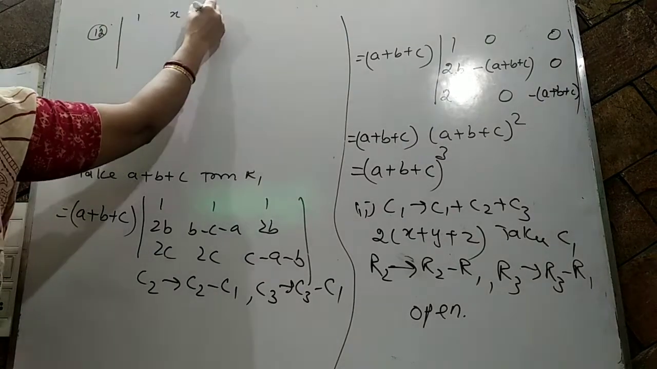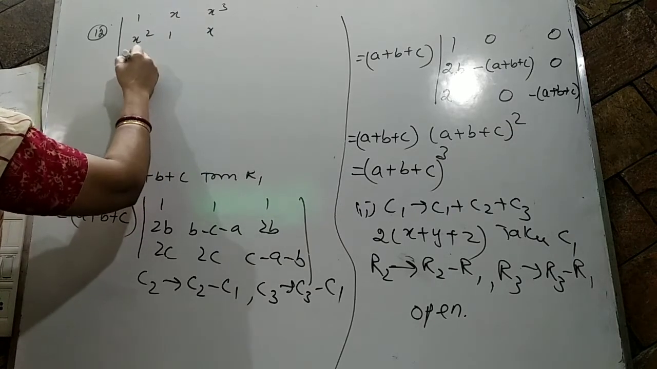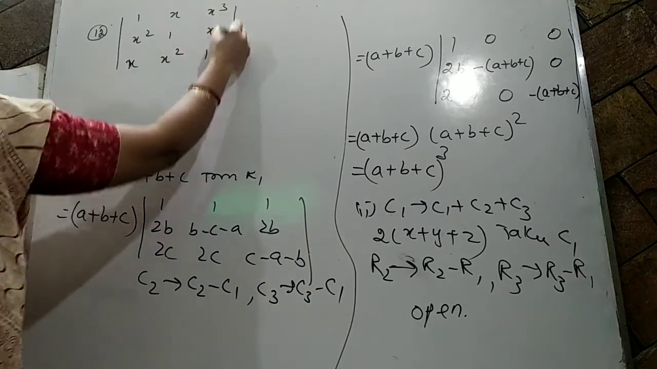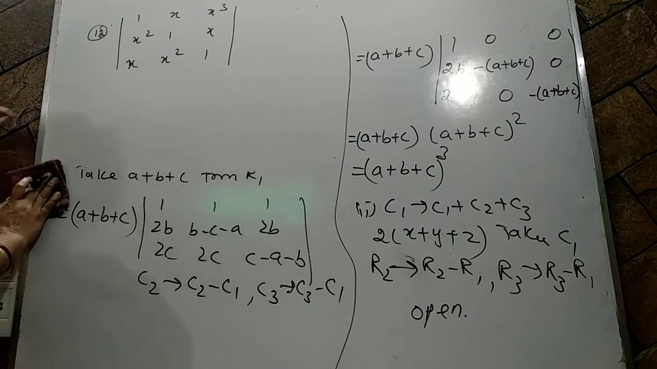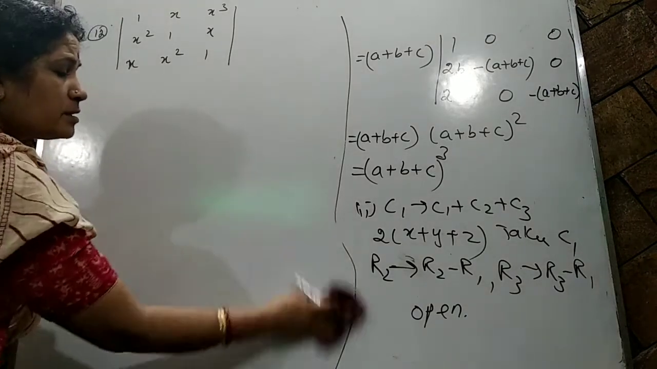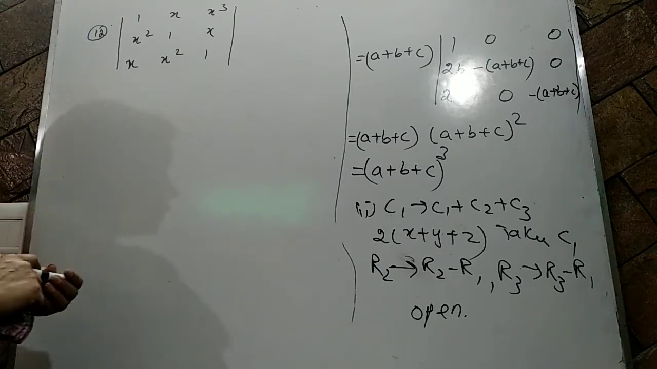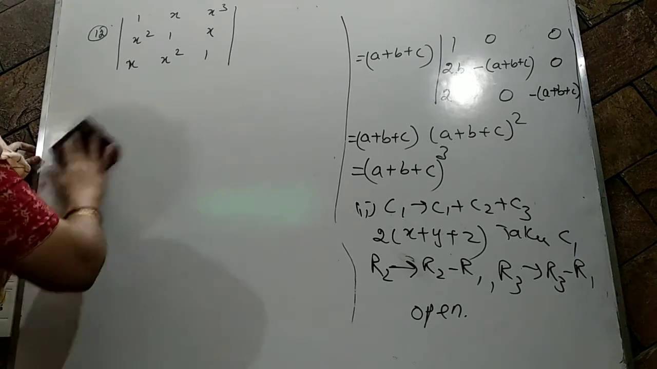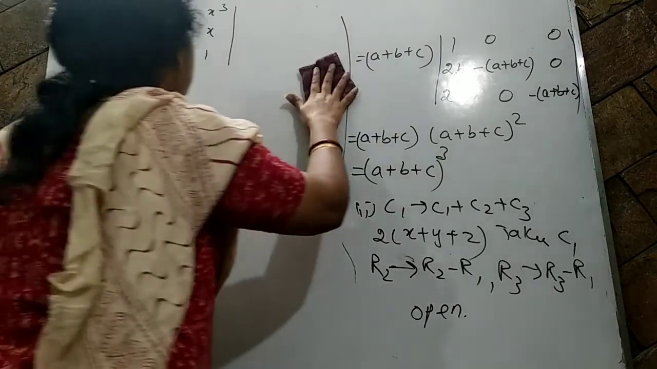That is 1 x cube, x square 1 x, and then x square 1. Shall I write? But here also we can do it. We have so many methods. I told you there are 4 concepts. Keep that in your mind. Then start doing determinant questions. You will get the answer naturally.